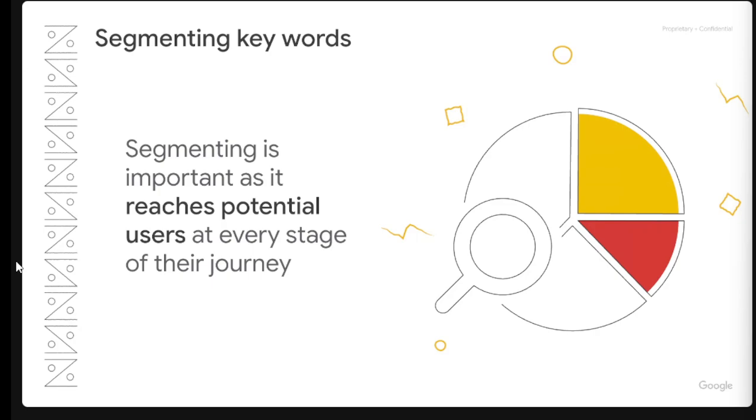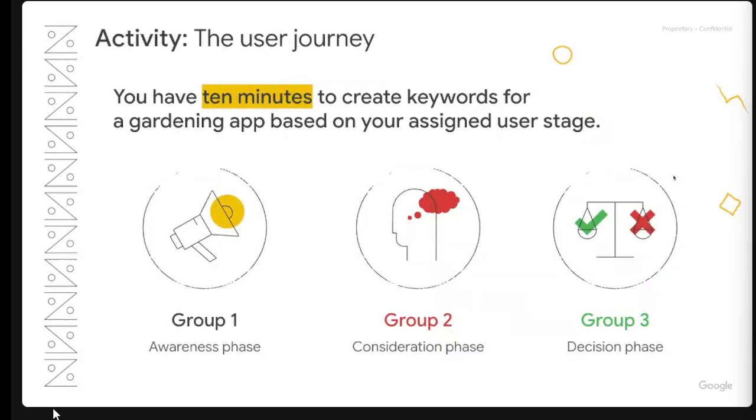And we are going to move on into segmentation when it comes to keywords. So segmenting keywords by user journey specifically helps you target potential users at each stage, making your campaigns more effective. And we are going to dive into this. So we know that we have different phases. Our users often go through firstly an awareness phase, a consideration phase, and a decision phase.